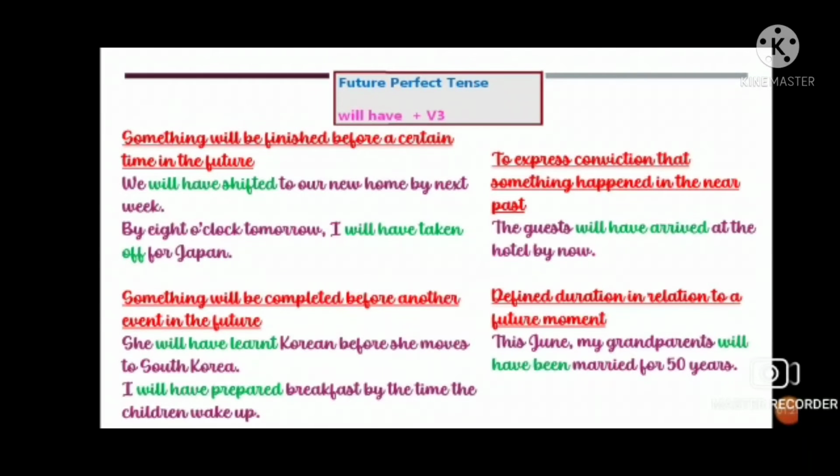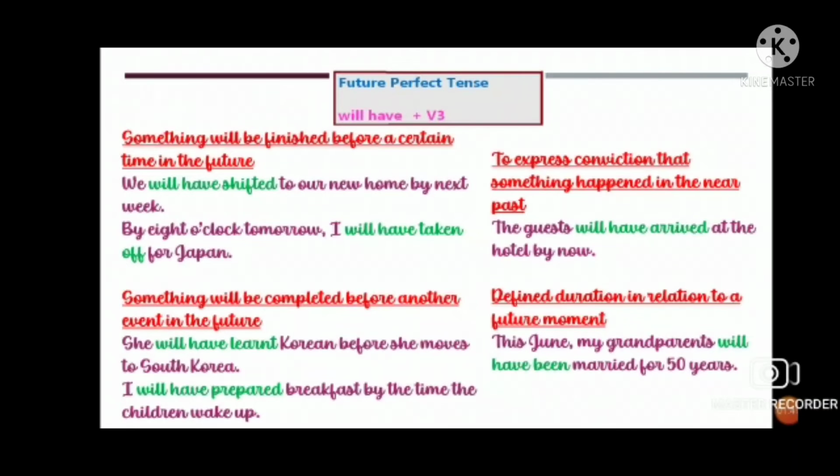Third usage, to express conviction that something happened in the near past. It has already happened. You are assuring and you are confirming that it has just happened successfully, or it has happened just now properly. Example, the guests will have arrived at the hotel by now.